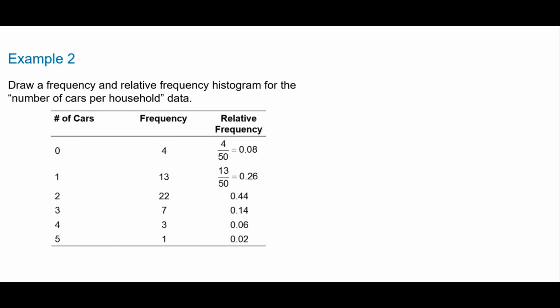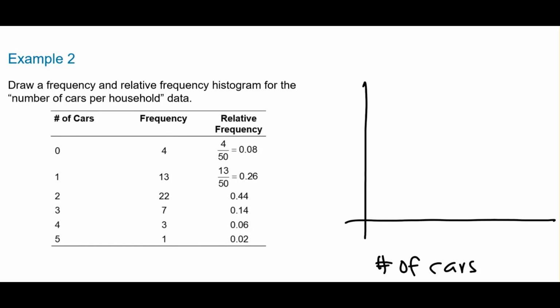Draw a frequency and relative frequency histogram for the number of cars per household data. To draw a histogram, we will have two axes, a horizontal and a vertical axis. The horizontal axis will be the number of cars, and the vertical axis will be the frequency. On the horizontal axis, we place the data values for number of cars, which will be 0 through 5. And on the vertical axis, we use the frequency, which goes from 0 to 22.